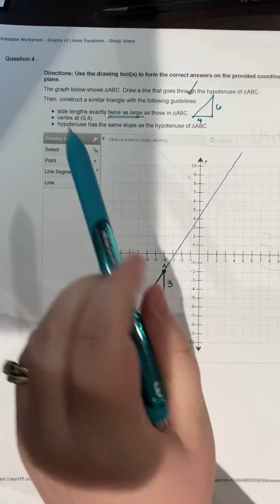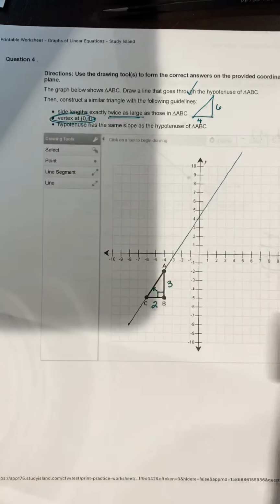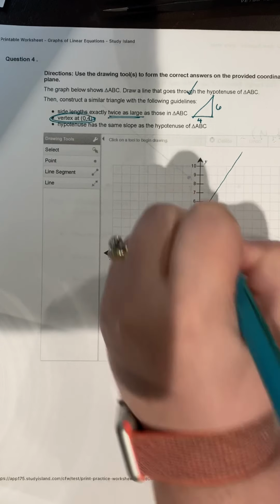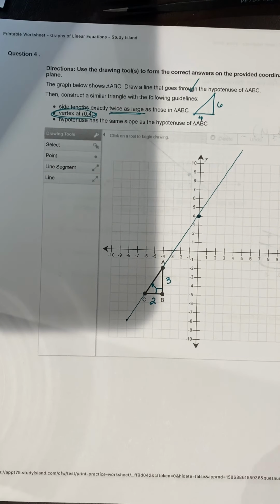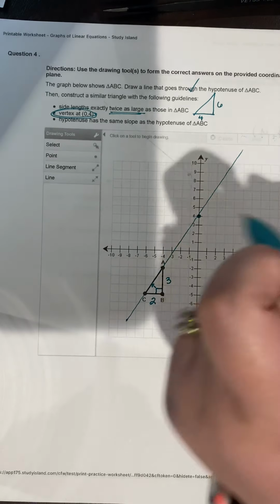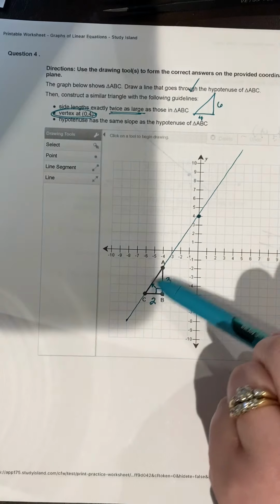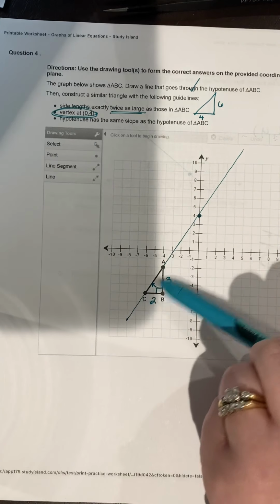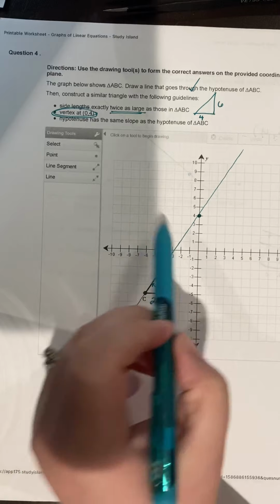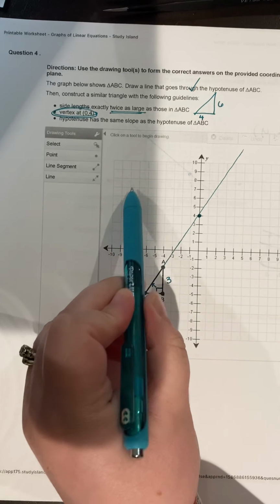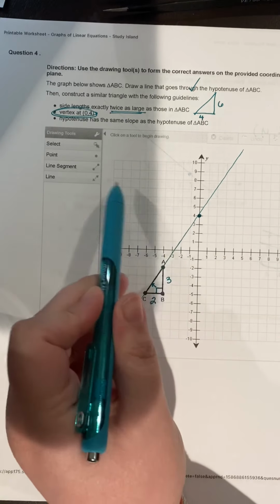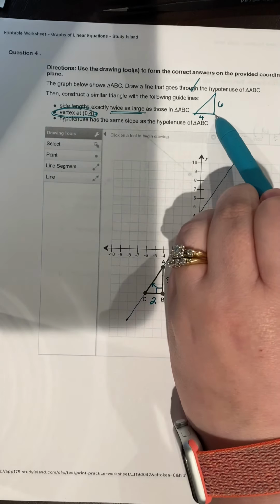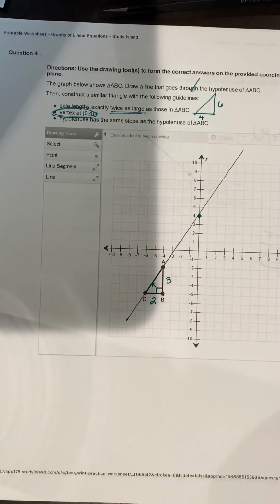The next thing it tells us is that we have to have the vertex or a point at 0, 4. So I have to have a point right here at 0, 4. The hypotenuse has to have the same slope as the hypotenuse of AC. What that means is that my triangle needs to be on this line right here. I don't want to take a new point and come over here with it, because then that hypotenuse is not going to be on the same line. So what we are going to do is we are literally just going to count over 4 and up 6 to make our new triangle.